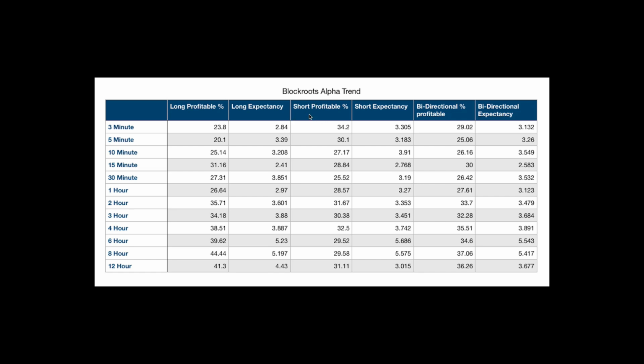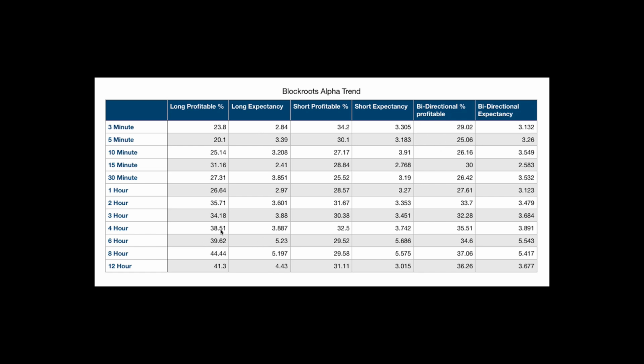And then I broke down the short percentage profitable for you as well. So profitable short percentage: how many trades did we win that were short? Short expectancy. And this just breaks it down for you, so the same way that we have it set up for the longs, we have it for shorts. And then bidirectional, so this is both ways. Consider this as an average of the whole.